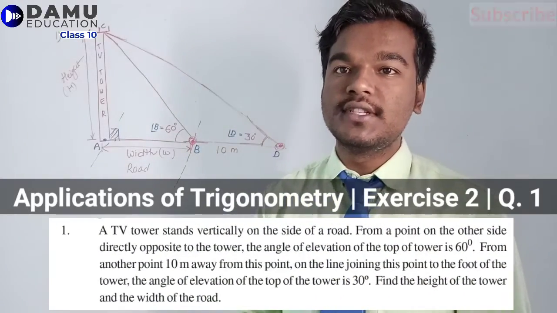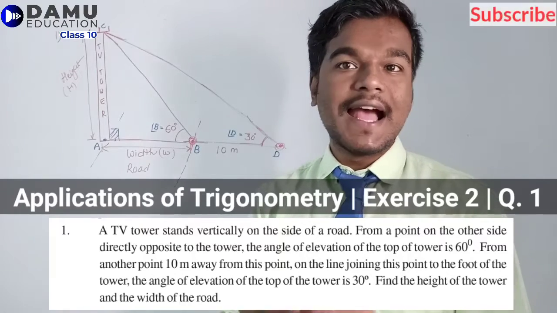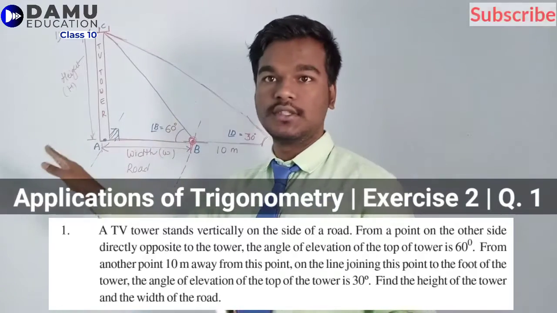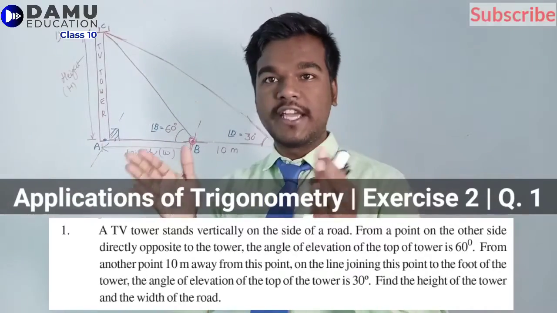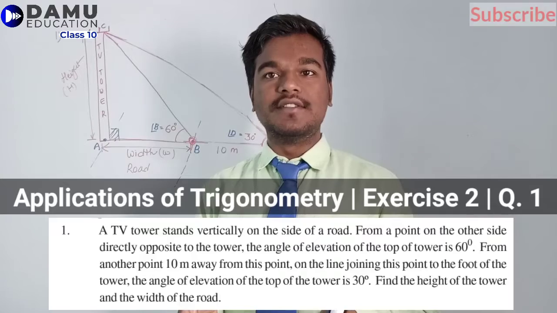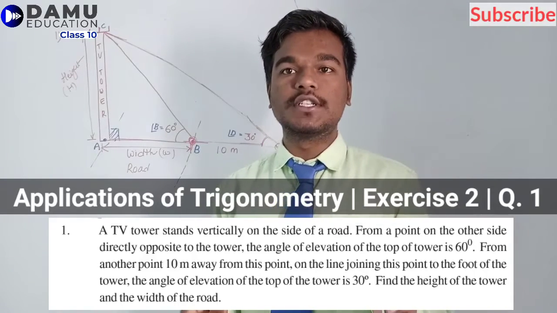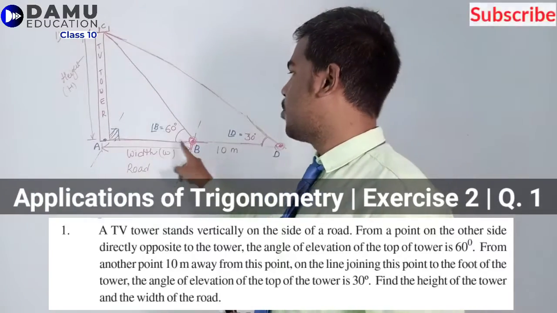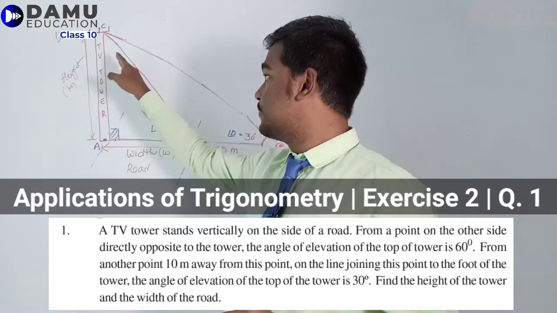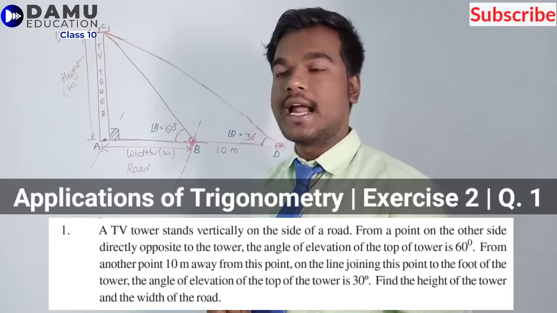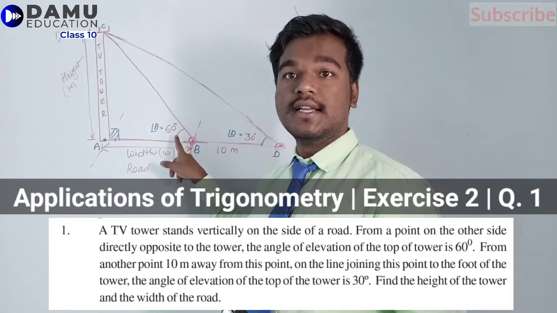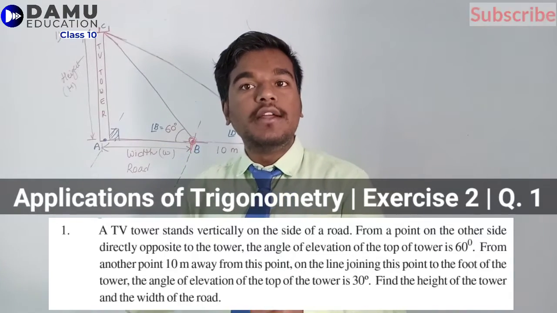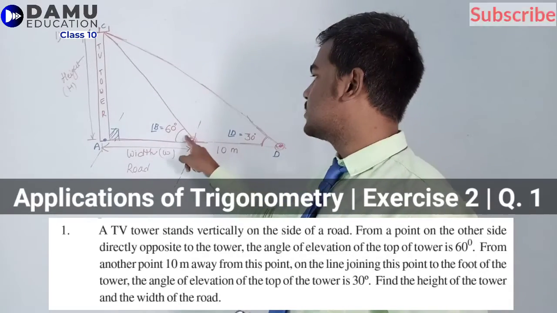So in this module, we are going to discuss our first question. What is that? A TV tower stands opposite to a point on the road. Let's take one road. One TV tower stands on one side of the road, and from another point on the other side of the road, it is elevated at an angle of elevation of 60 degrees. This is the 60 degrees.